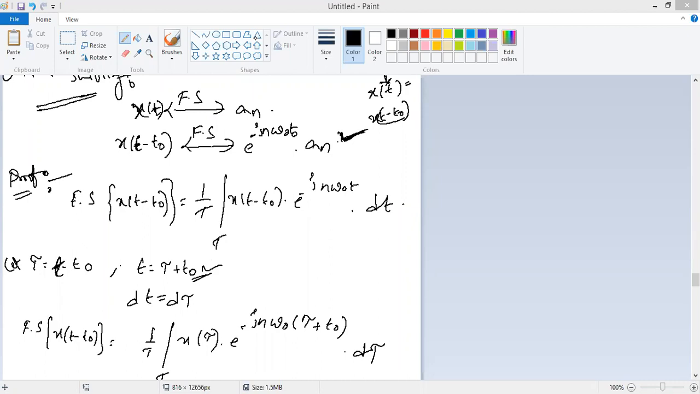Is it clear? Is the topic clear or not? Do you have any doubts on the time shifting property? Have you understood or not?